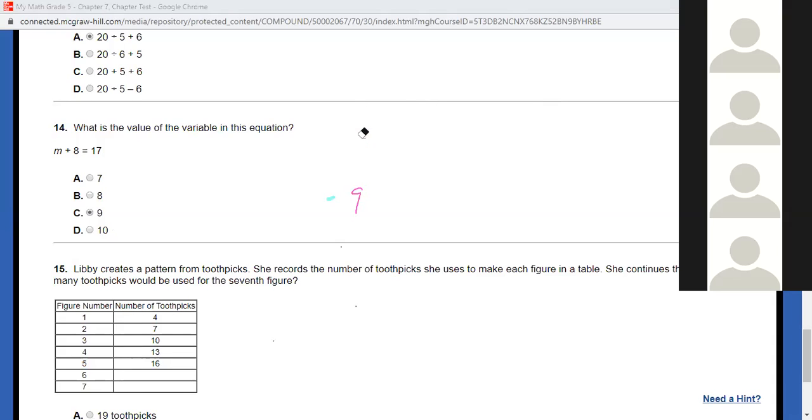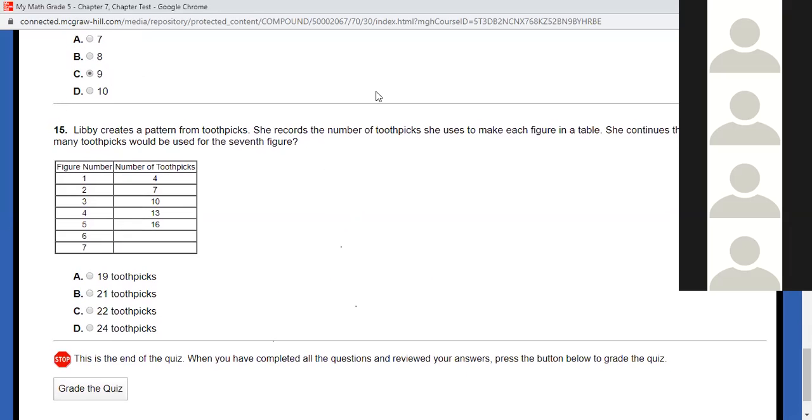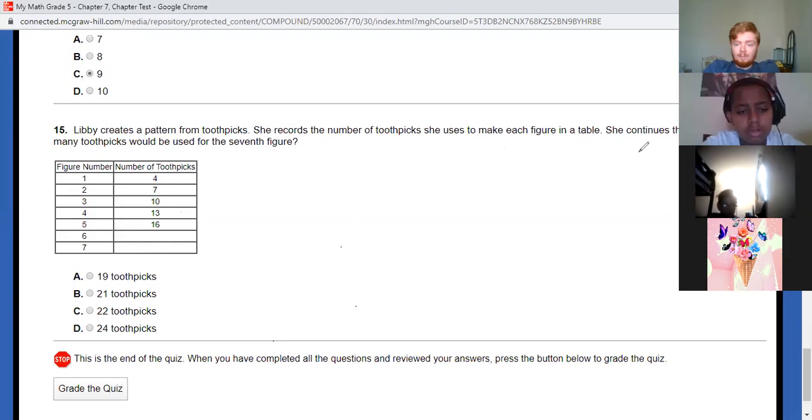Awesome. All right. Guys, last one, and then we're going to grade it and see how we did. And I'm pretty sure, hint, hint, we passed, but let's find out. Okay. Libby creates a pattern from toothpicks. She records the number of toothpicks that she uses in her table. She continues the pattern. How many toothpicks will be used for figure 7? All right. So here's her pattern. Okay. So we'll need to figure out the pattern and then figure out what this number down here is going to be. Okay. Anybody want to help me?